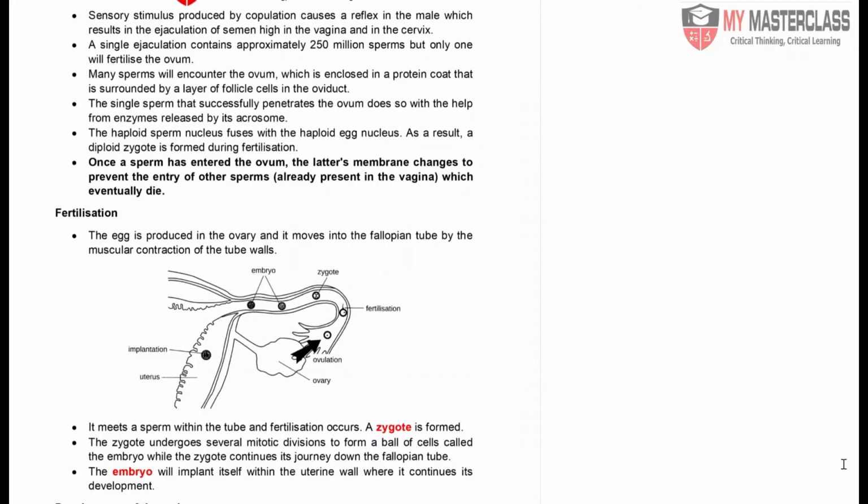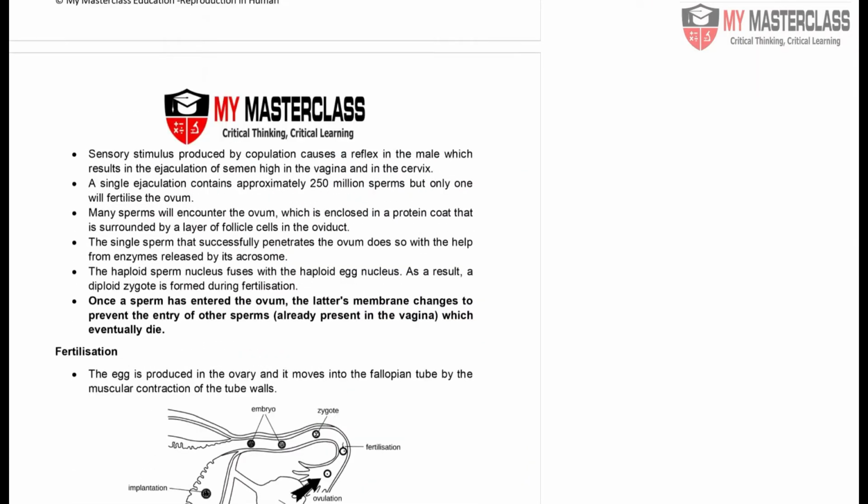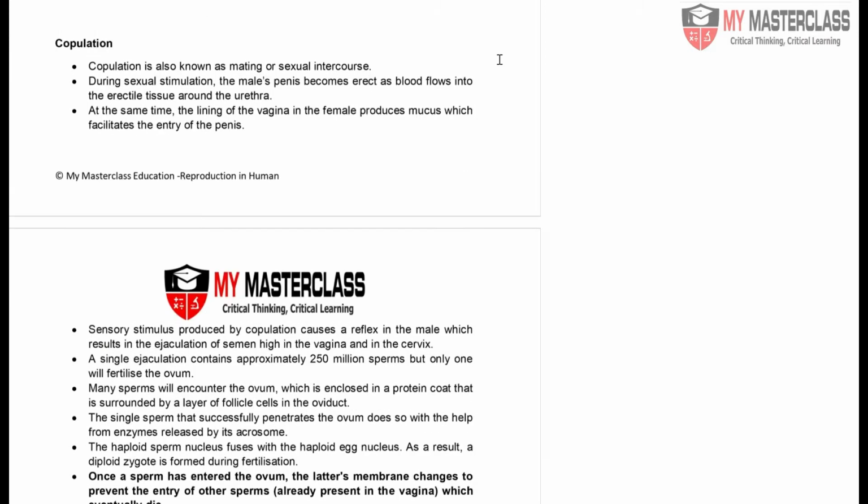The next part will be easier. So we will just look at here. Copulation itself is the act of sexual intercourse whereby the male ejaculates into the female's vagina itself. Most of the information is self-readable and we don't really have to go through it.